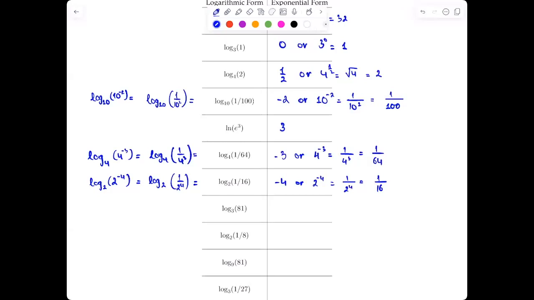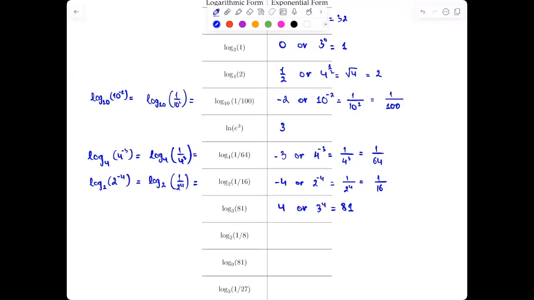And here, log of base 3 of 81. What power should I raise 3 to get 81? So 3 to the first power is 3, 3 to the second power is 9, 3 to the third power is 27, 3 to the fourth is 81. So 4 in this case. So 3 to the fourth is equal to 81.